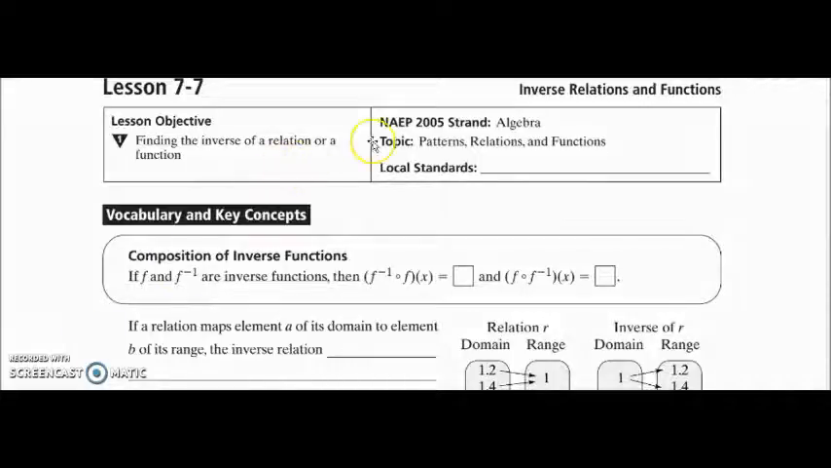The final section in Chapter 7 is inverse relations and functions. All right, so a composition of inverse functions. We talked about a composition last time. So we have this function f, and its inverse we're going to denote by f to the negative 1. If they're inverses, then if we composite the inverse with the function of x, we should get out x. And then the same thing is true if we composite the function with its inverse, we should still get out x.